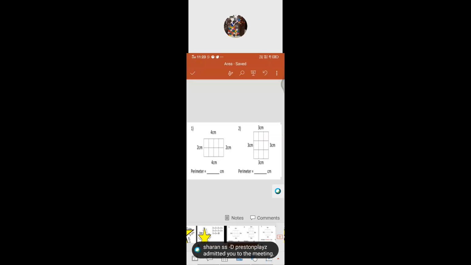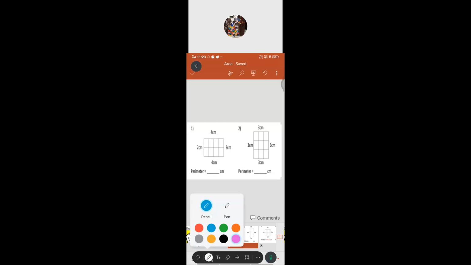Okay, come to the next one. Calculate in your notebook. They've given 4 centimeter as the length and 2 centimeters on the side. What is the perimeter of that first figure? 12, ma'am. 12 centimeter. Very good. Similarly here also, in kilometer. Very good, children.